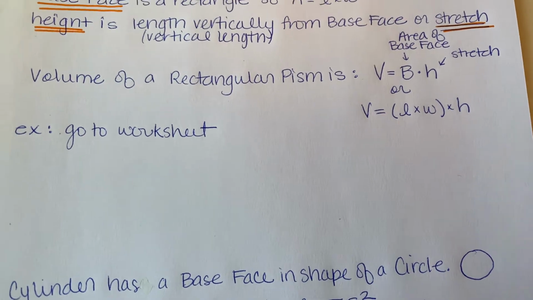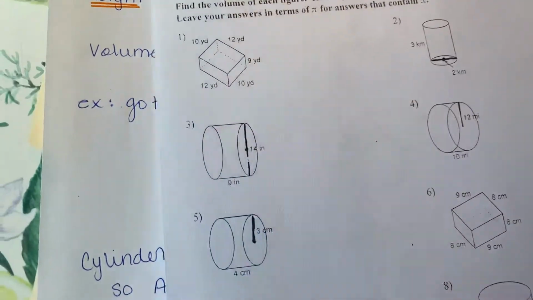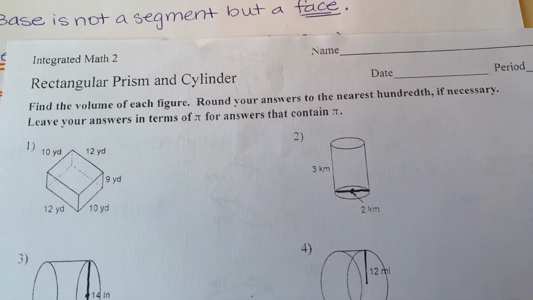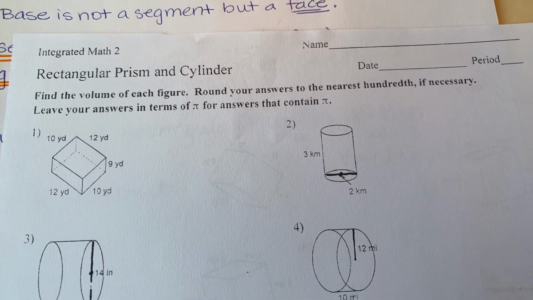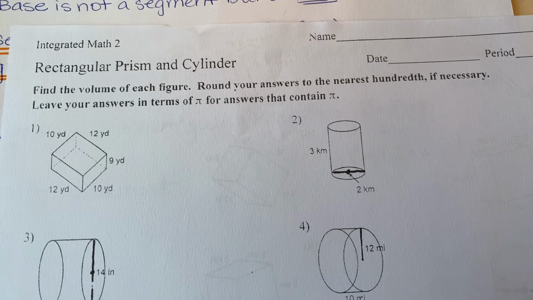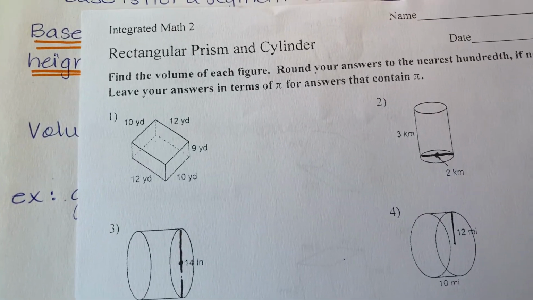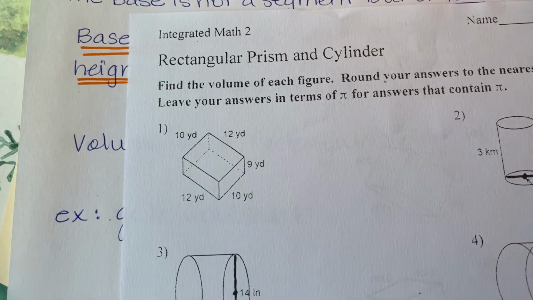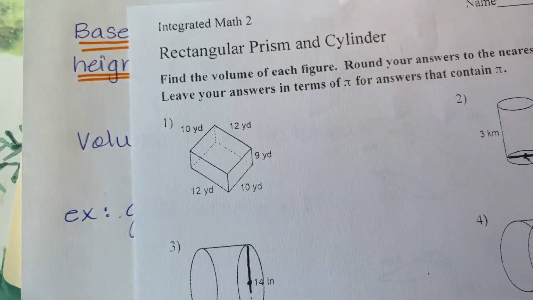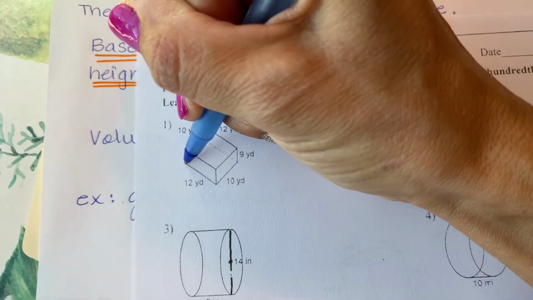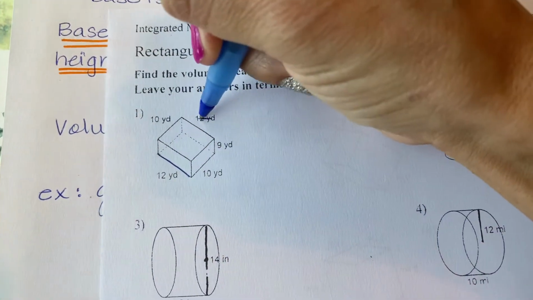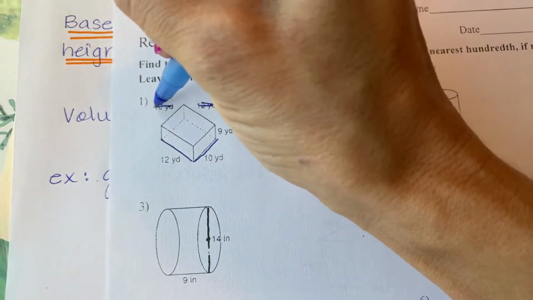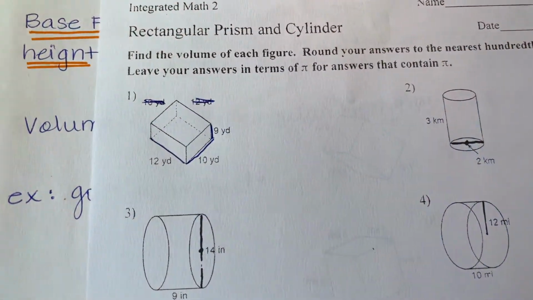So we're going to go to the worksheet, because nothing is better in math than actually visually solving it. It says find the volume, round your answer to the nearest hundredth. They give you a lot of repeats here. You only need 3 numbers. So notice, I want this 12, so I'm going to cross this one out because it's the same. I want this 10, so I'm going to cross this one out, and then I want this 9.